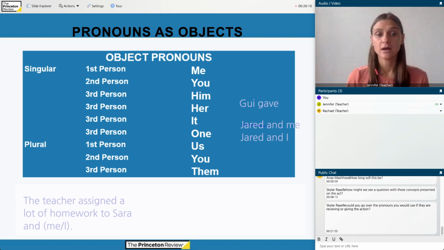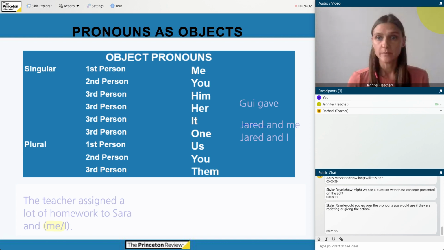Assigned what? Assigned homework. That's the direct object. And to Sarah and me. You're going to have to say me in this case because me is the object. Again, you can eliminate the Sarah part and say the teacher assigned a lot of homework to I or to me. And most likely you would know that it's going to be to me.